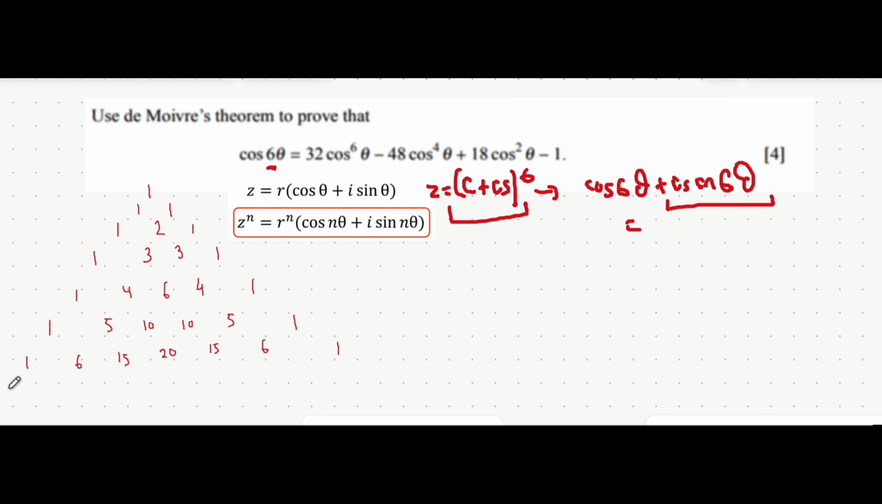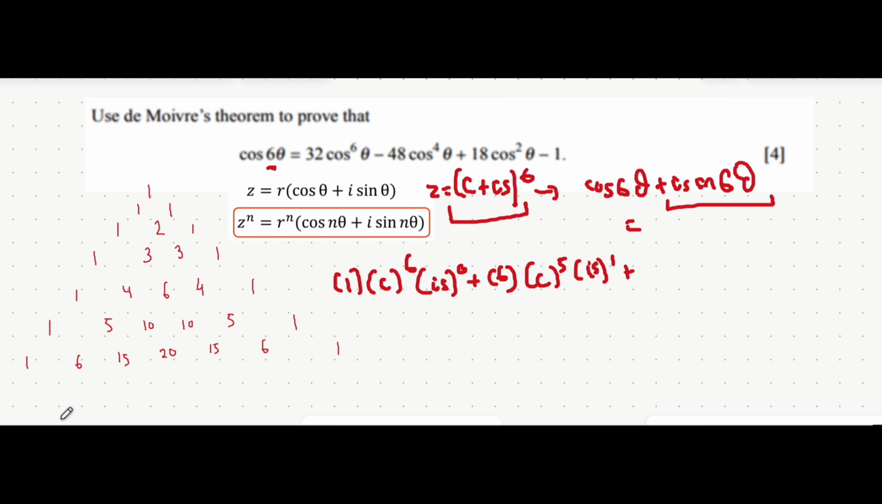So let's do that. First of all, we have 1 from Pascal's triangle, we have c to the power of 6, and then we have is all to the power of 0. We add on to that 6 multiplied by c to the power of 5. So let's write that out: c to the power of 5, and then is, this time to the power of 1.